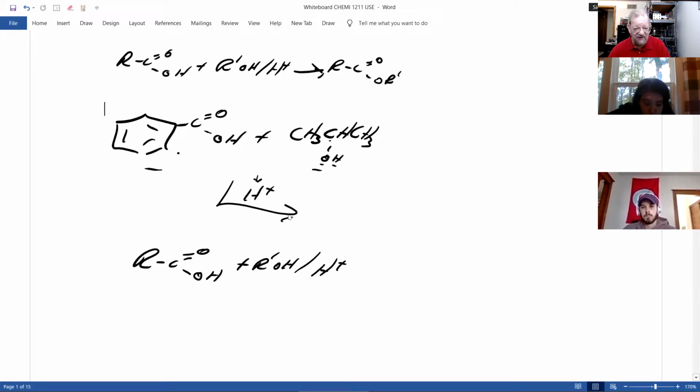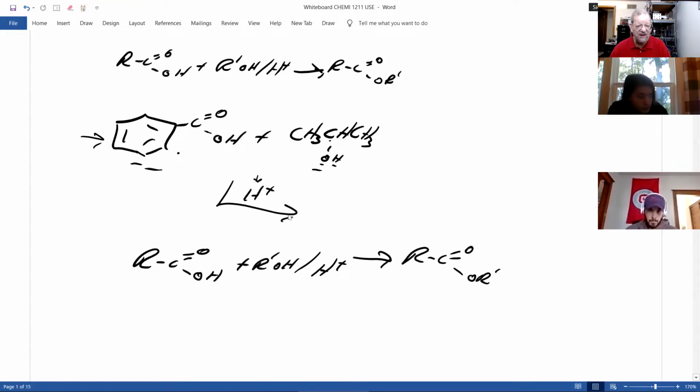Remember, you can put it over the arrow or like I'm doing now. Organic chemists are lazy and we can do it either way. And you make an ester. Now, one of the beauties of organic chemistry and functional group chemistry: here we have a benzene ring, but I know of no reaction with an alcohol with a benzene ring with acid catalyst, so it won't react.